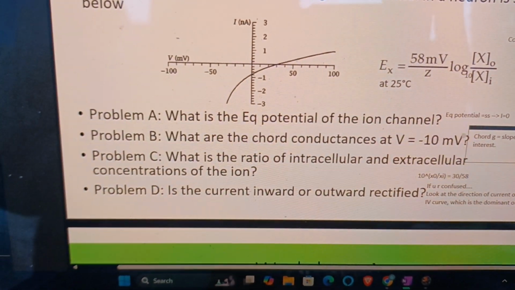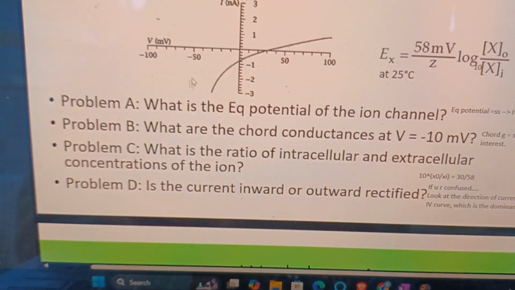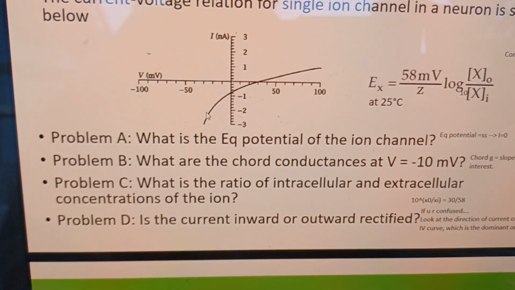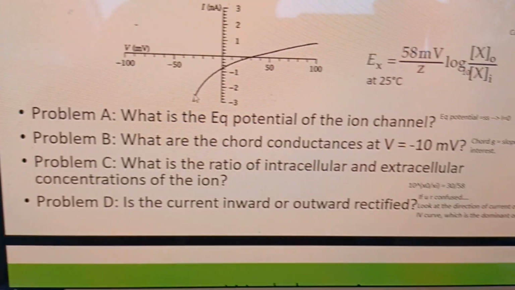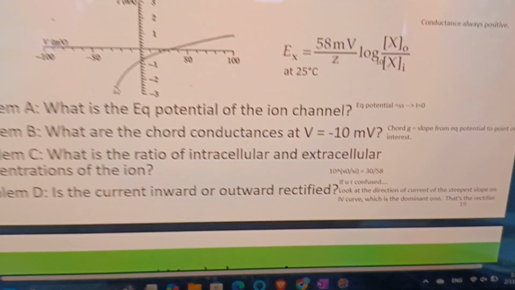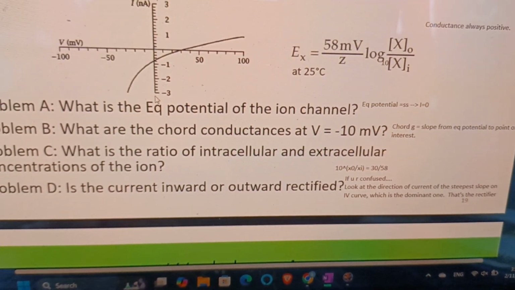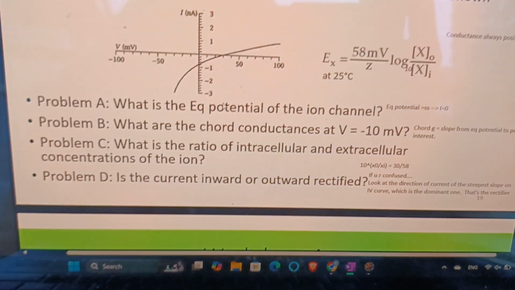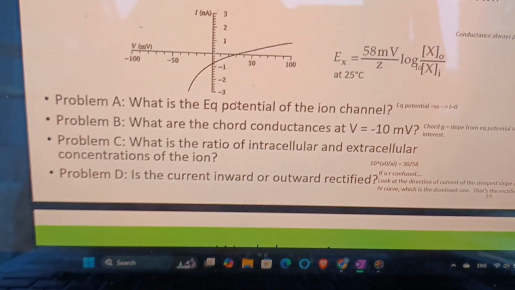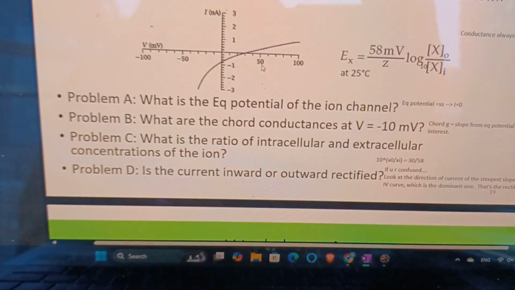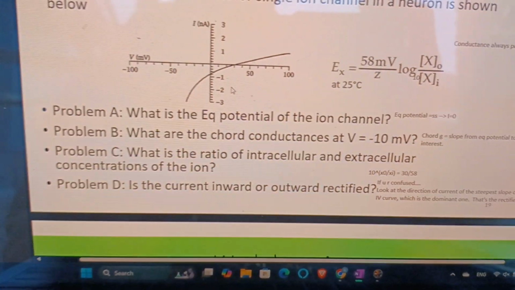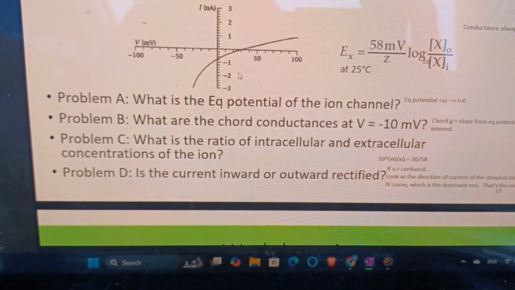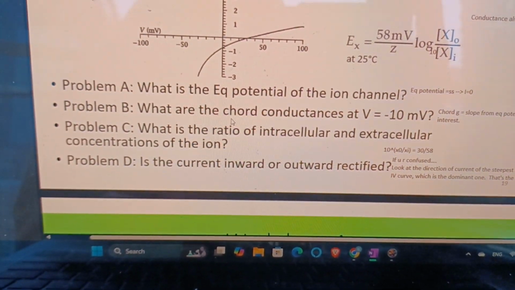And for the last question, is the current inward or outward rectified? We can see that the dominant slope is over here, when the slope is the highest, and that is when the current is negative. That's the dominant current, because that's when the slope is the most dominant. Conventionally in electrophysiology, negative current is classified as the inward current. So this is inward rectified.